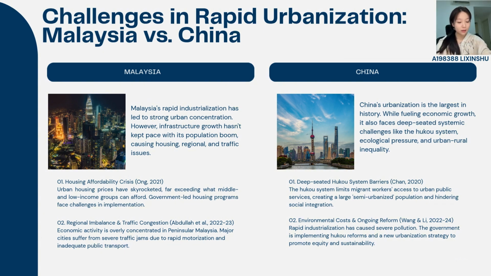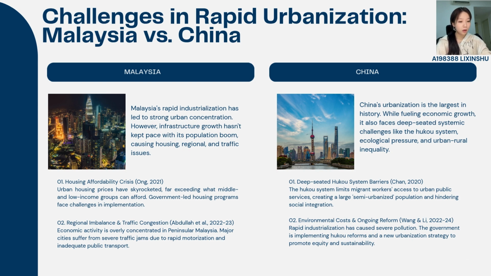Let's look at China. China has the largest urbanization process in world history. It greatly helps economic growth, but it also brings deep structural problems. First, barriers from the hukou system. This system stops migrant workers from getting full city public services. A large group of people live and work in cities, but cannot enjoy equal social benefits. This stops them from fully enjoying city life.